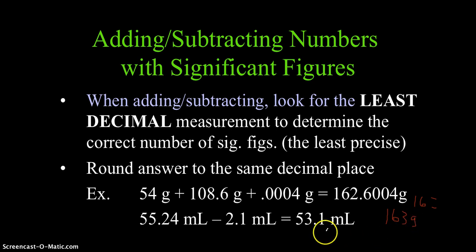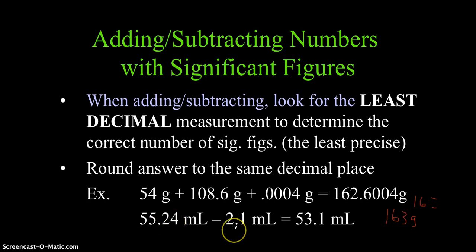You try it. All right, now if you look at the one below it, this is a subtraction, but the rules are the same. That is, we look at the values that we're calculating, we find the one that goes least to the right. In this case, that's the 2.1 because it only goes to the tens place. So even though this number goes to the hundreds place, we're not going to use that.